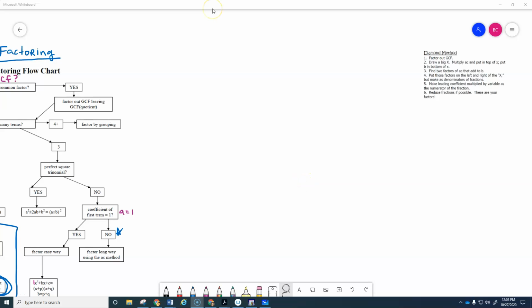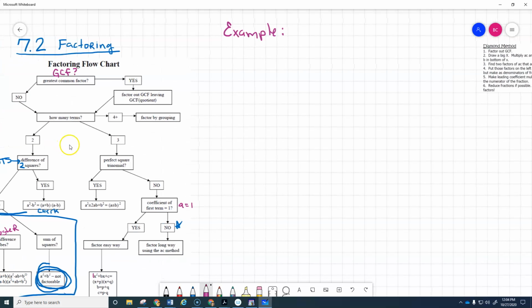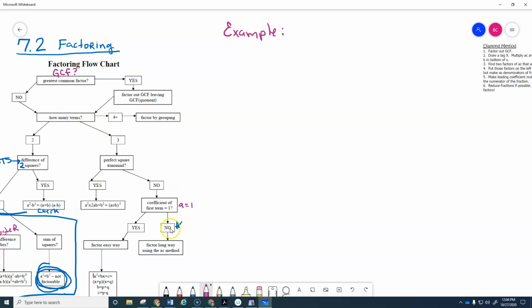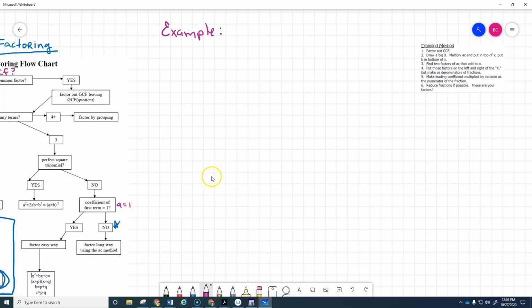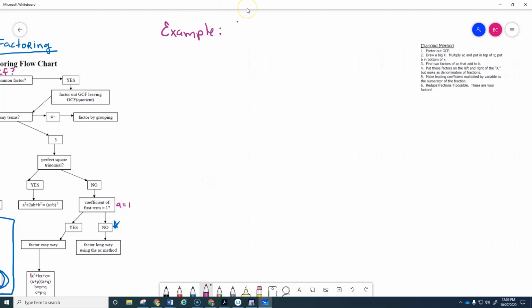All right, so again, watching this video is optional. This is me factoring out a problem using the diamond method, because in my flow chart, the problem is going to get me down to here. So I'm going to be factoring 6x squared. This is my least favorite way.